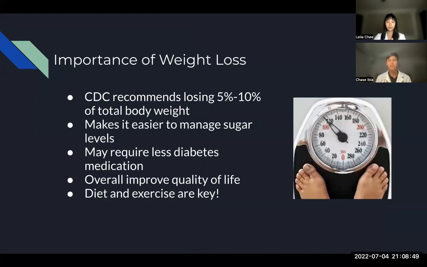So weight loss is also an important component of the lifestyle recommendations, and CDC recommends losing between 5 to 10% of a person's total body weight. This makes it easier to manage blood sugar levels and may also mean that person would require less diabetes medications. It also leads to an overall improvement in quality of life, and diet and exercise are key to losing weight.